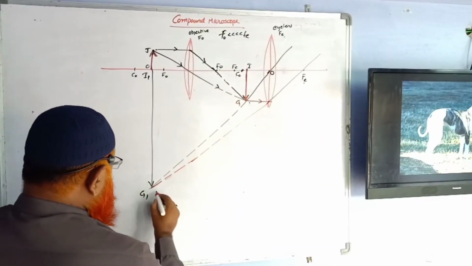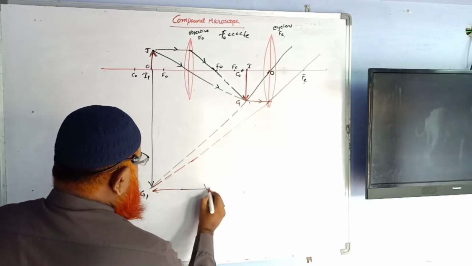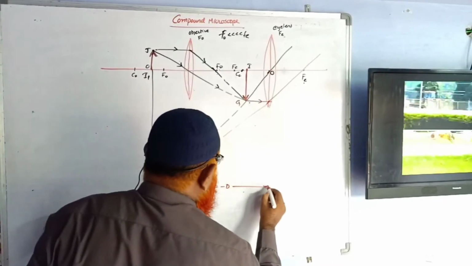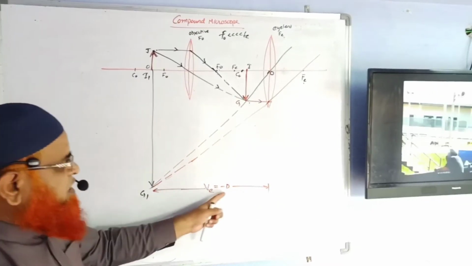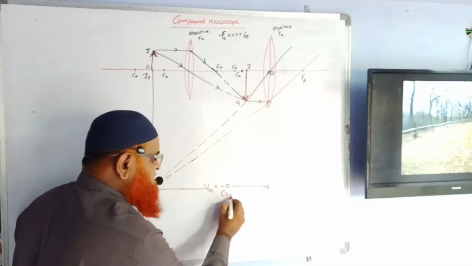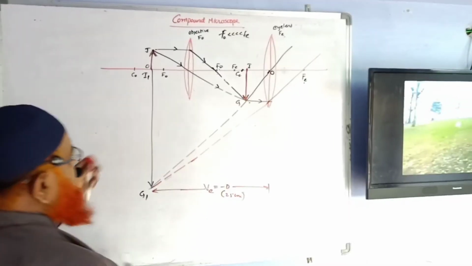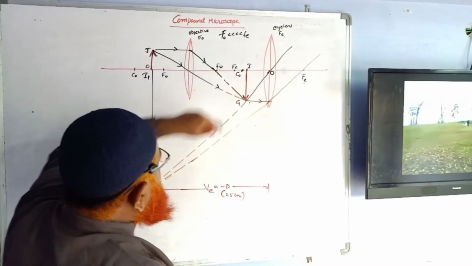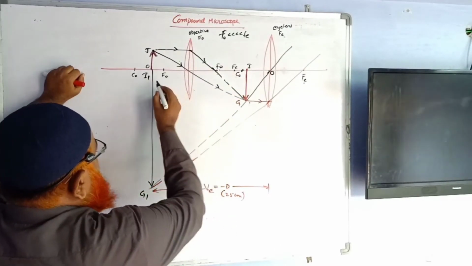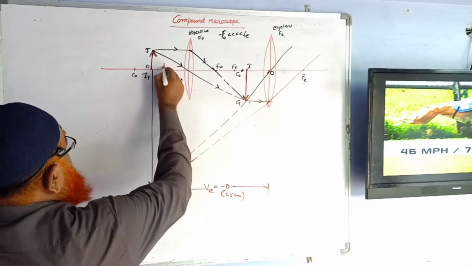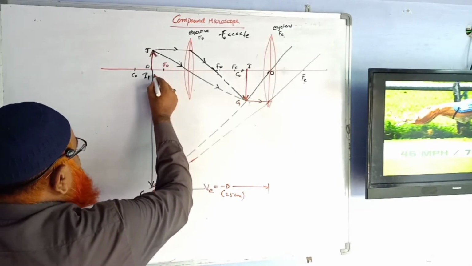I am considering this distance to be VE, the image distance for the eye lens, and that is going to be minus D, as I have discussed earlier. This is going to be the least distance of distinct vision, which is considered to be 25 centimeters. Now let us see what is going to happen here. Let us imagine what is the objective, what is the image here. For example, this is the focal point, the principal focus.